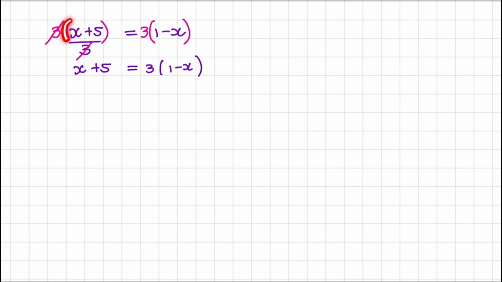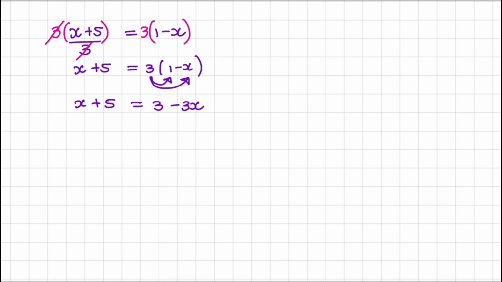Notice that I'm using brackets because I need to multiply everything with 3. So we have x plus 5 on the left. We cannot add anything together because these two terms are not like terms. But on the right hand side, I can multiply 3 with 1, and that is equal to 3. And I can multiply 3 with negative x, and that will be negative 3x.